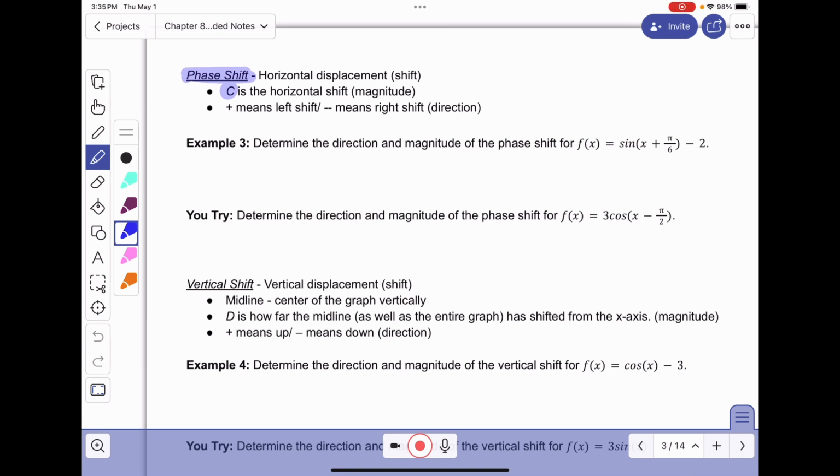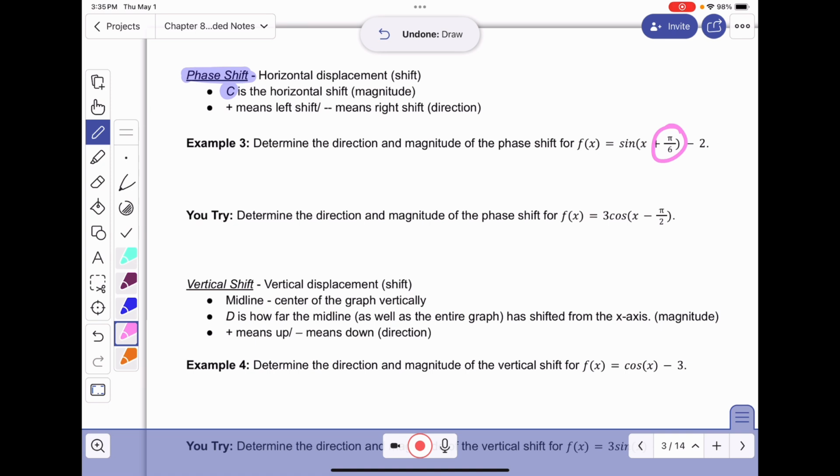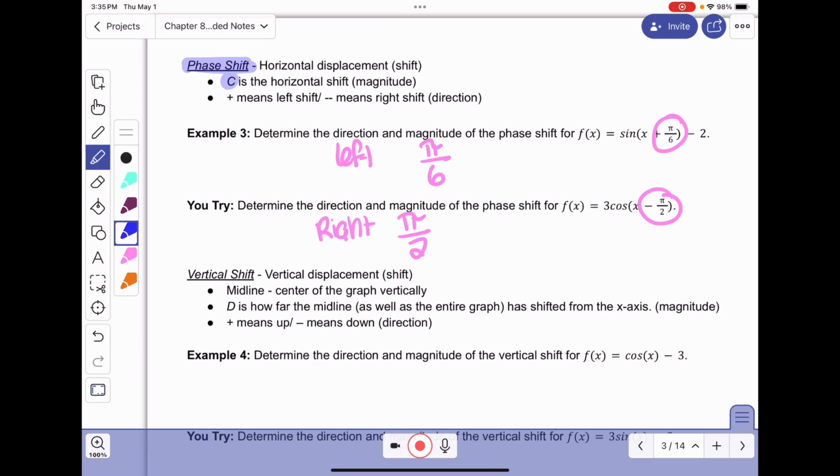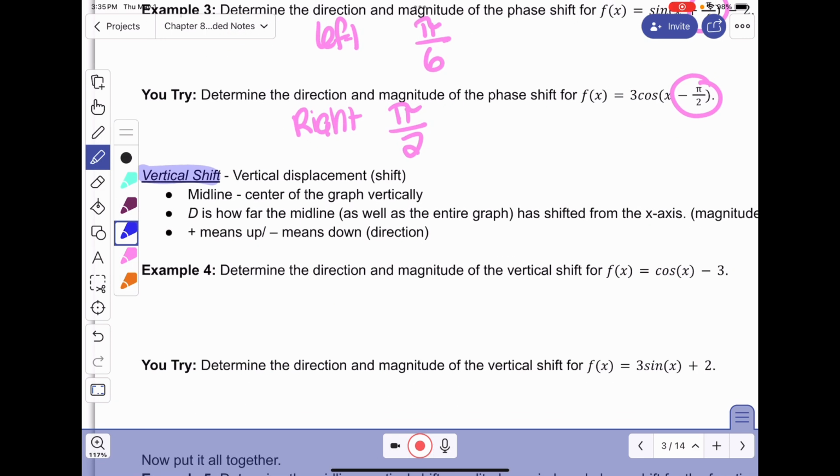So what we do here to determine the shift is we take whatever number is added or subtracted. In this case, it's pi over 6. So our magnitude is pi over 6. And because it's positive, our direction is left. If we look at the try, our magnitude is pi over 2. And the negative tells us we're moving right. So if the period is still normal, if there's no change to the period, it's that simple. If there is a change to the period, I'll show you in just a little bit the one extra step on that. And then the vertical shift just shifts the midline.